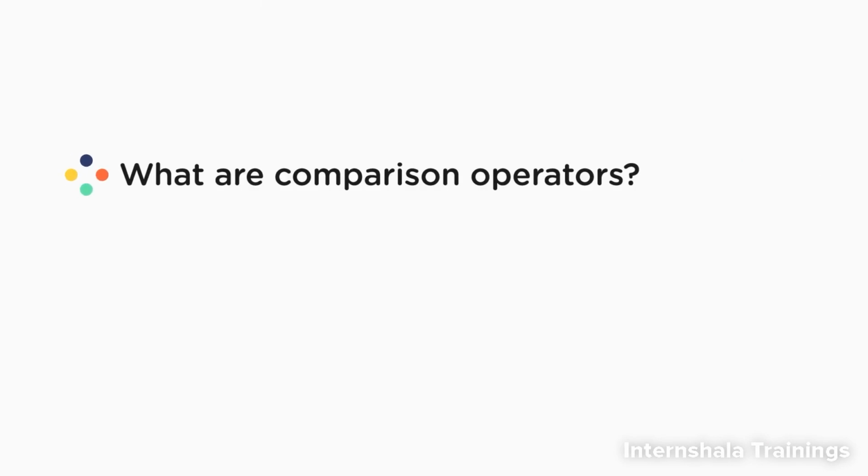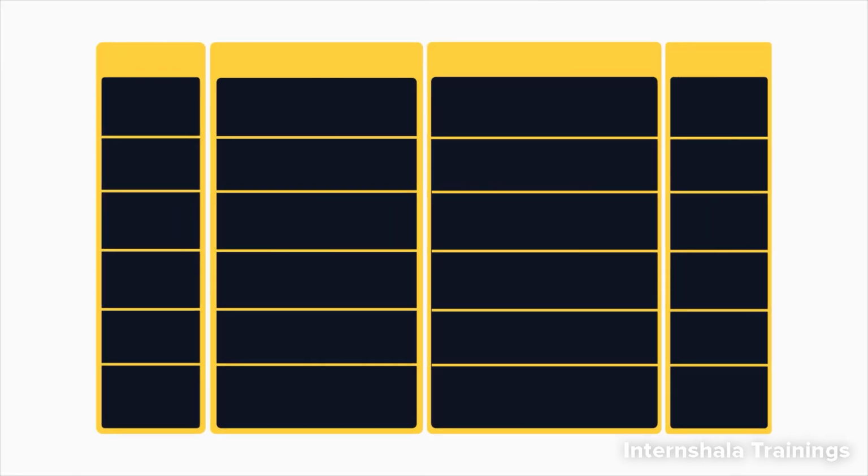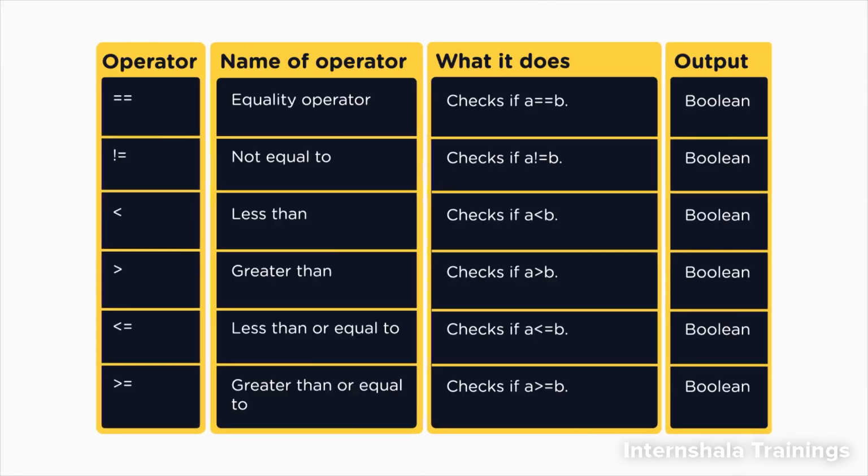So, what are comparison operators? As the name suggests, comparison operators help in making a comparison between the two variables with which they are used. And when we compare the two, we get results. Hence, comparison operators help us make decisions in the program. This here is a list of comparison operators. In front of each operator, we have listed down their functions too.